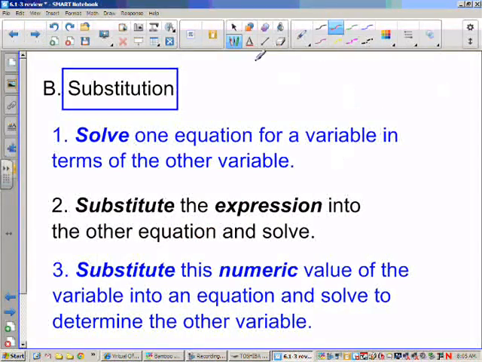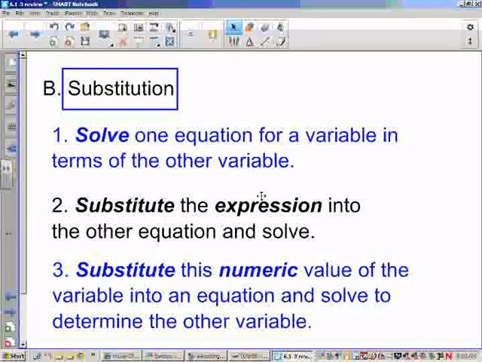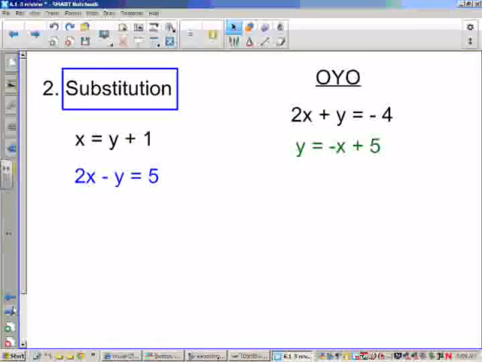Let's try the next method, substitution. First step is to solve one of the equations for a variable in terms of the other. It's going to be an expression then. We'll substitute that expression into the other equation and solve it for that variable. We'll get a number there. And then the last step is to substitute this numeric value of the variable into an equation and solve to determine the other variable. Well, that sounds quite wordy, but when you see it happen, it should make some sense. So we'll get like x equals 4 or something. Plug it into one of the equations, solve for y, something like that.